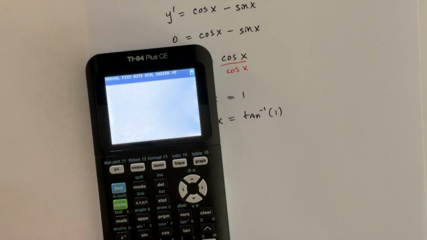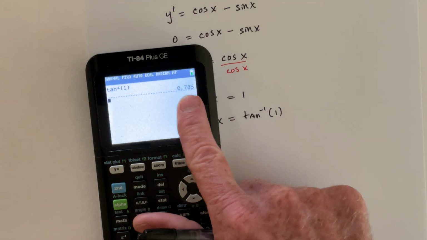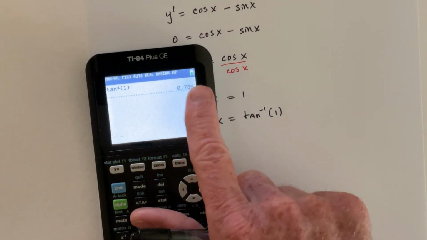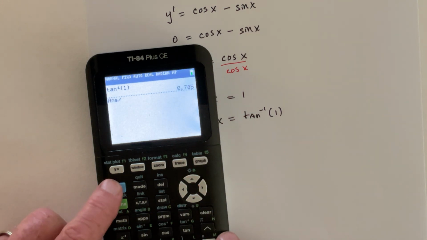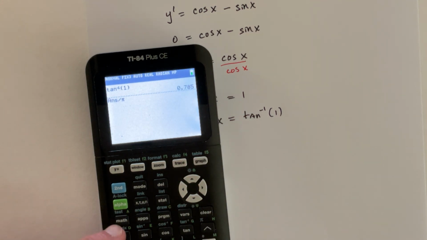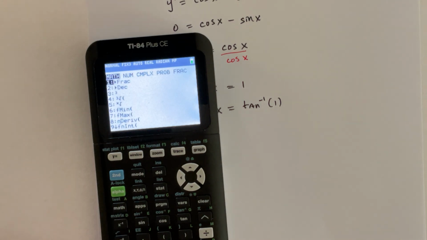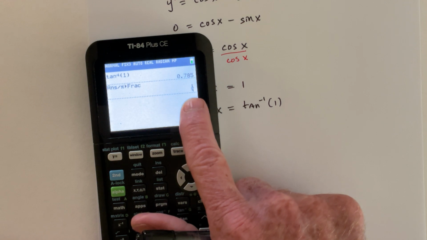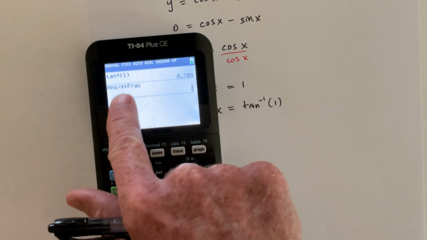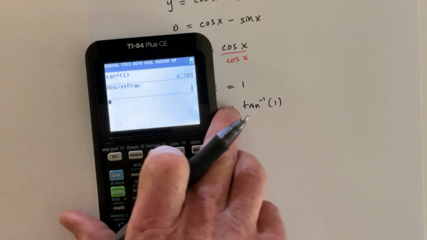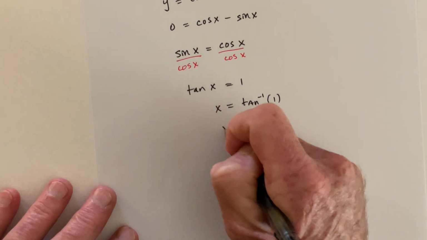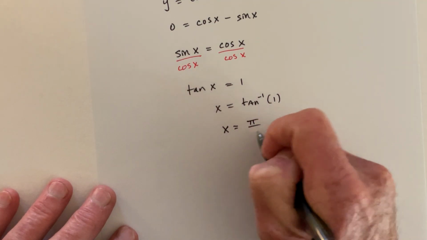If you didn't know that that's pi divided by 4, here's what you can do on the calculator. You do the second inverse of tangent inverse of 1, and you get that decimal answer. Now don't type the decimal, but just hit divided by pi, and then go to math and convert that to a fraction. And then it's telling you it's 1/4 of pi. So how many pi's is it? It's 1/4. So it's going to be pi over 4. So x equals pi over 4.